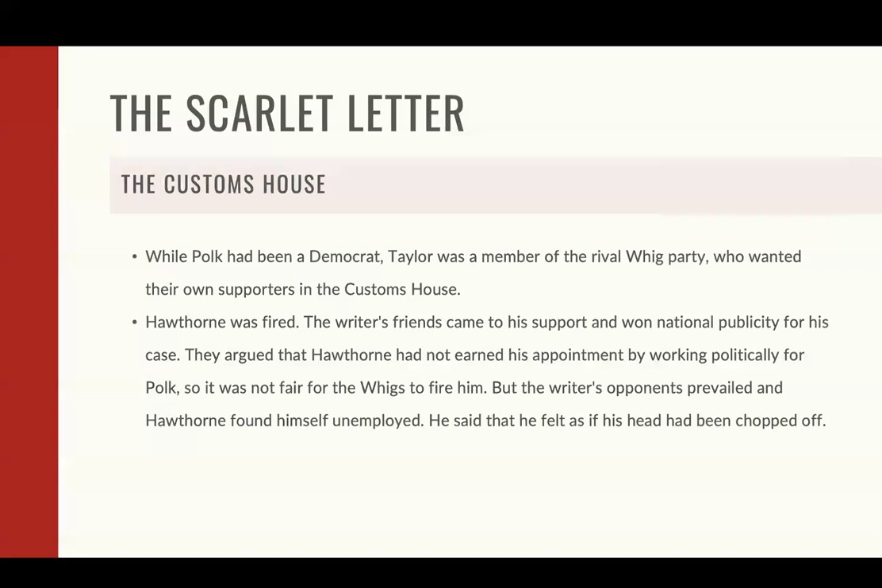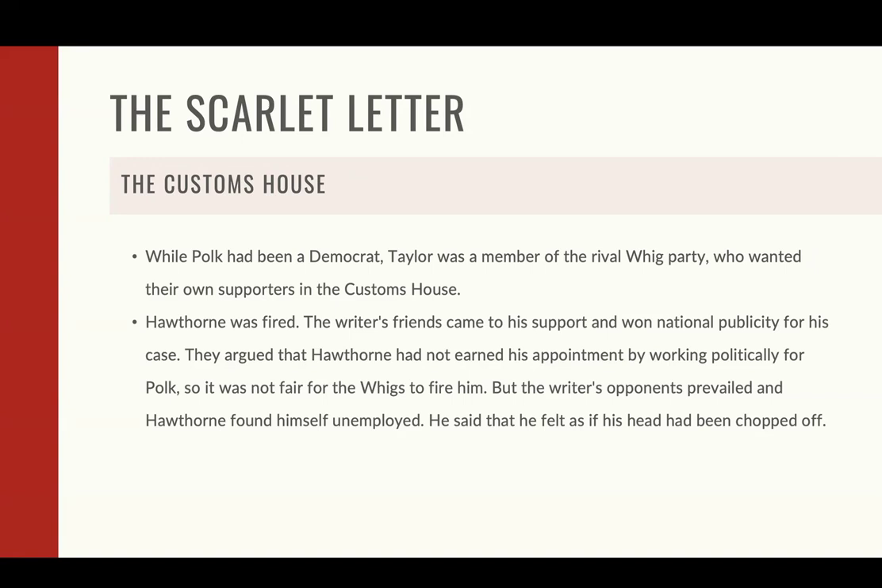One of the interesting parts of this book is that the first 50 pages, nearly 20% of the book, is about the customs house. One of the main reasons behind this is what I wanted to share with you all. Polk, the president, was the person who gave Hawthorne his position. While Hawthorne had been a Democrat, Taylor, the new president who came in in 1849, was a member of the rival Whig Party, and they wanted their own supporters in the customs house. So Hawthorne was fired.